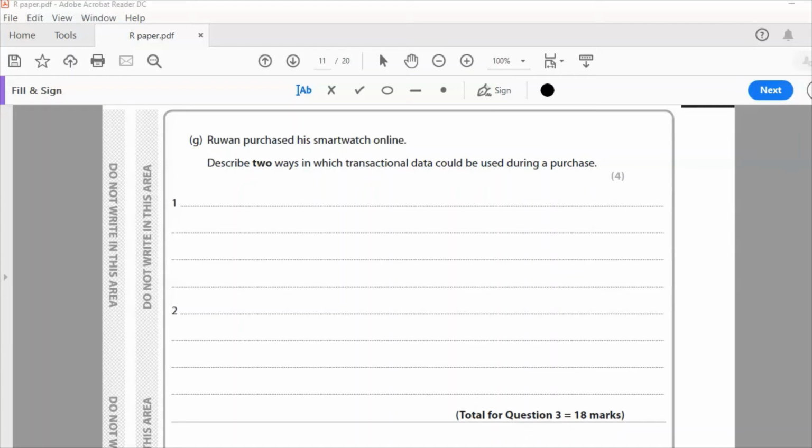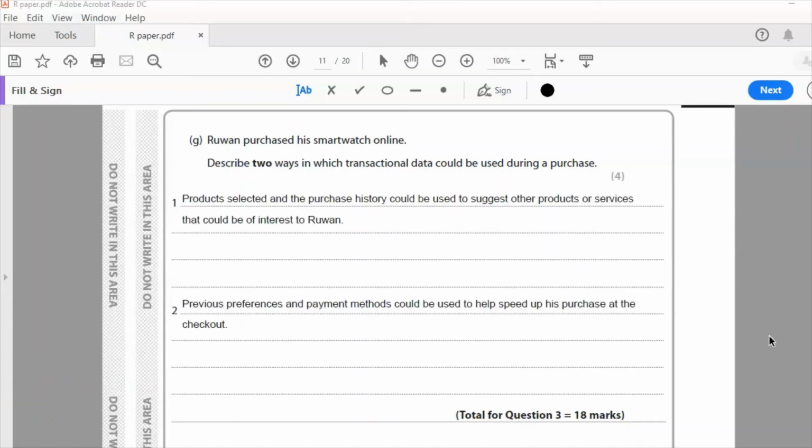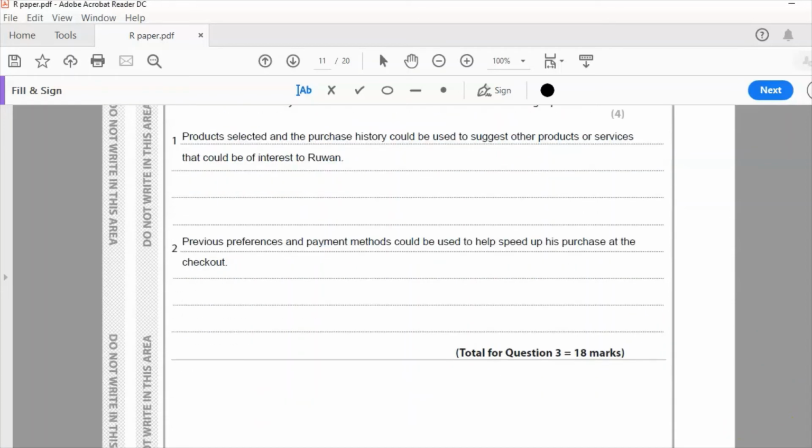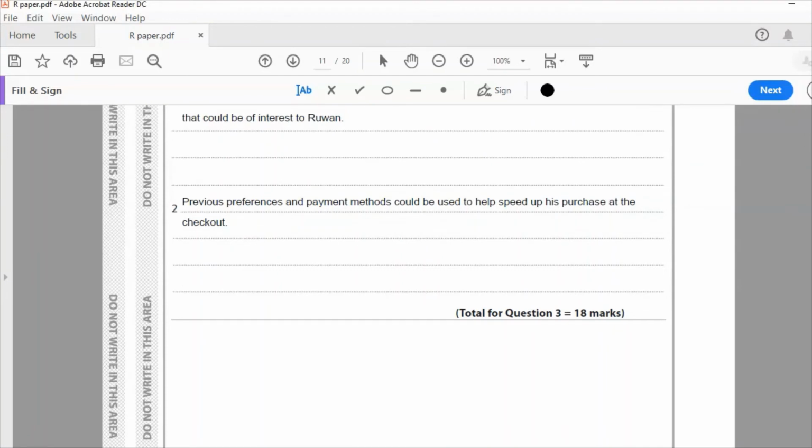Okay, so the transactional data used during the purchase is, so products selected and the purchase history could be used to suggest other products or services that could be of interest to Rowan. Previous preferences and payment methods could be used to help speed up his purchase at the checkout. So that concludes question 3, and the total marks for that are 18.